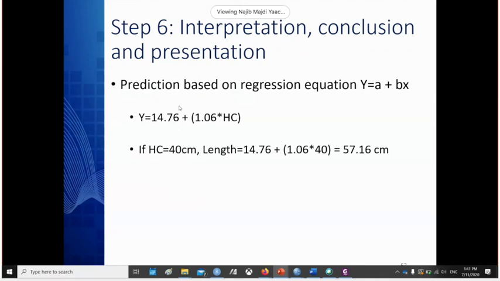If your interest is prediction, you can produce the regression equation: Y equals 14.76 plus 1.06 times head circumference. So you can predict the length of a baby if the head circumference is 40 cm. If the baby has a head circumference of 40 cm, then we are predicting that the length is 50.16 centimeters.